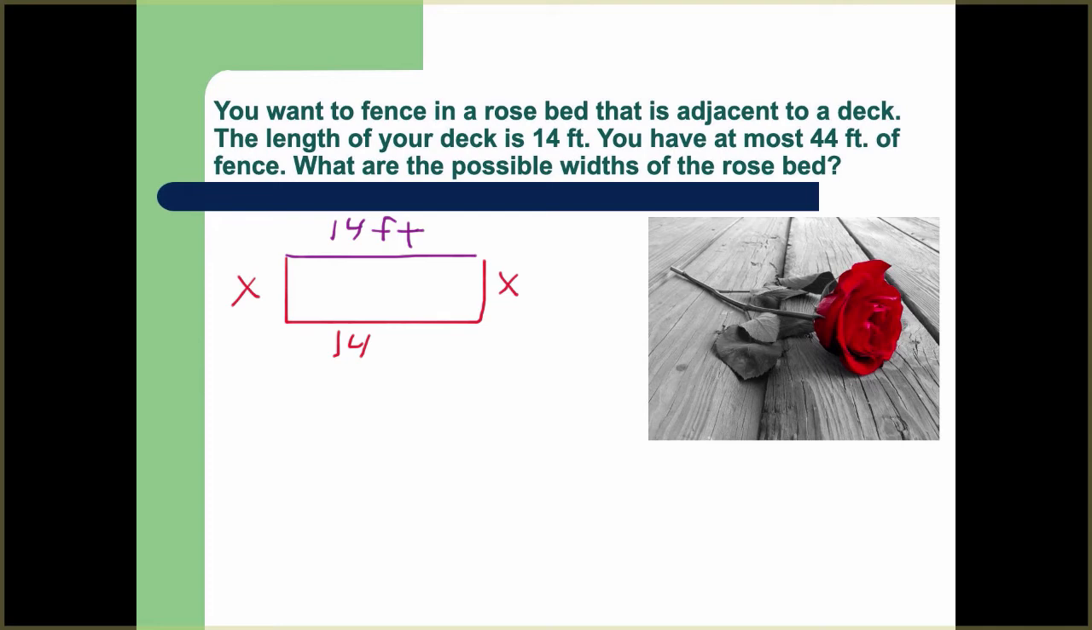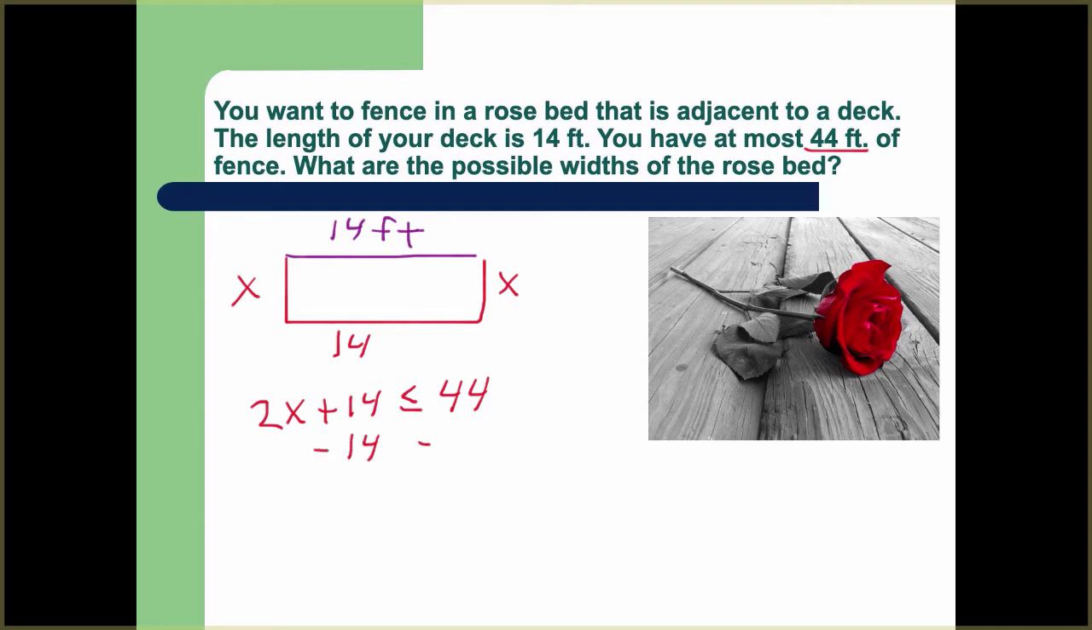So what we do with this is we know that the x plus the 14 plus x has to be less than our 44 feet. So x plus x is 2x, plus 14 has to be less than or equal to 44. That is my setup because my dimensions in red have to be less than or equal to 44 feet of fence. And then we solve.